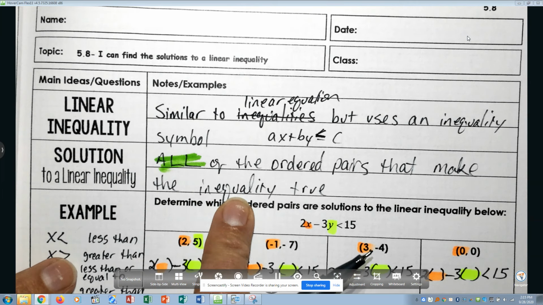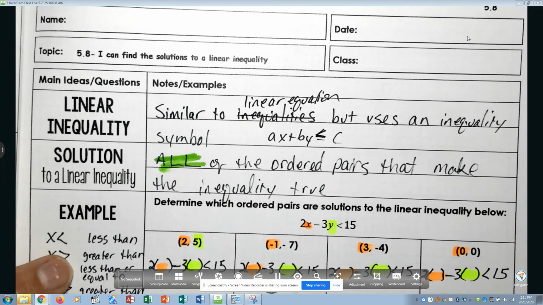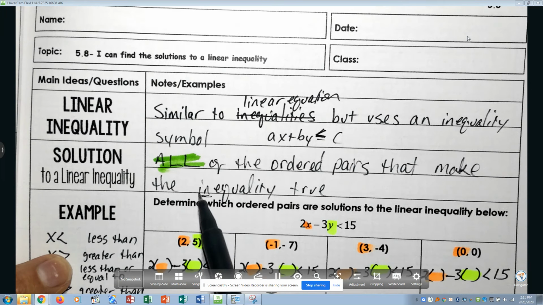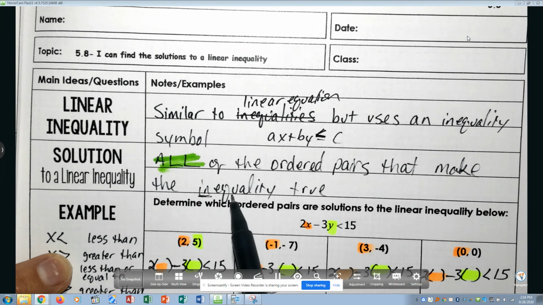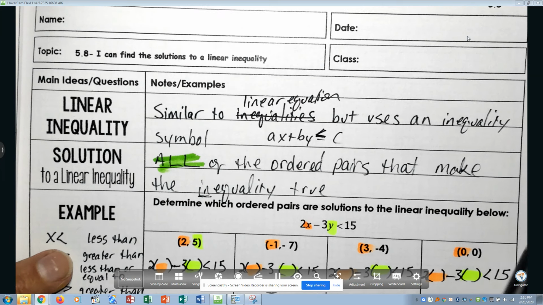Okay, so there's only one value that makes an equation true. There's an infinite amount of values that make an inequality true. Remember, the prefix in means not, like incomplete, not complete. Incapable, not capable. Inequality means not equal. So there's going to be an infinite amount of values that make something not equal, right? So that is what an inequality is.